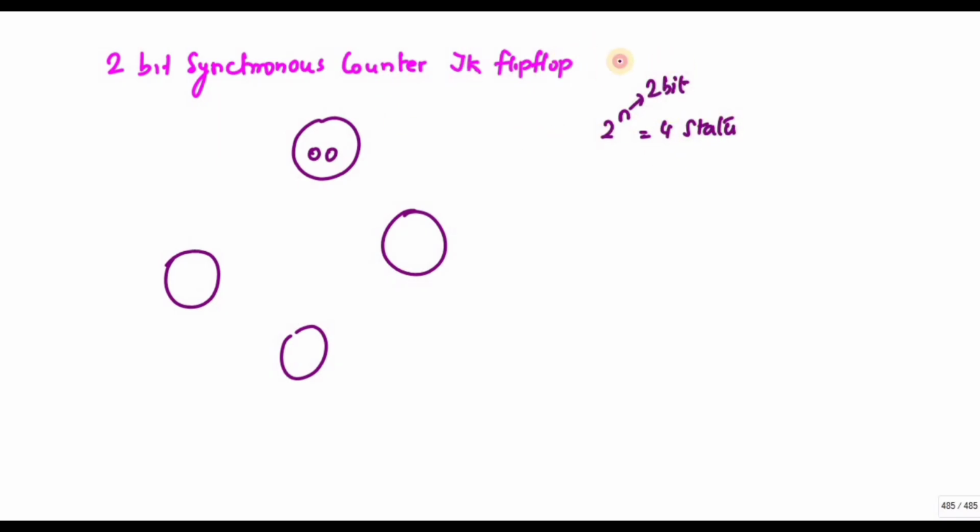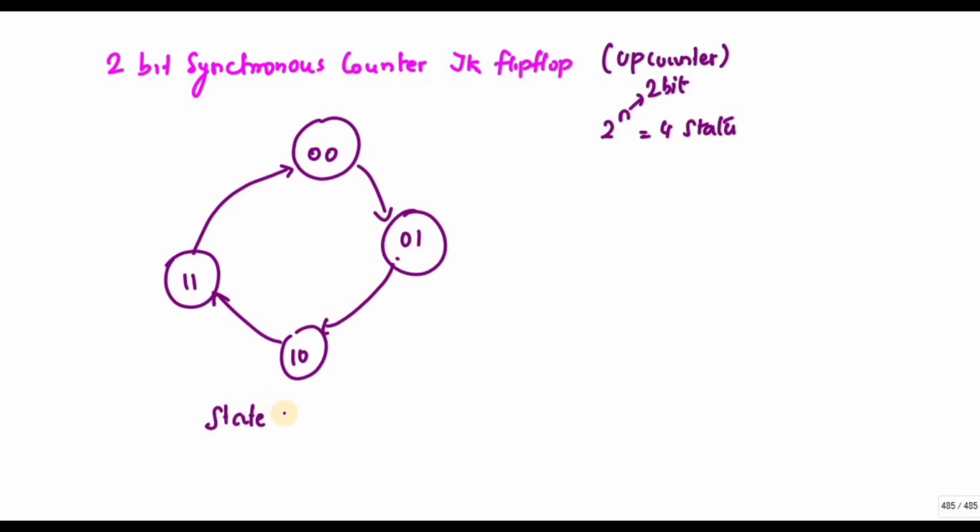So I'm going to design an up counter. Up counter means it will count from 0, 0, then it goes to 0, 1, then it goes to 1, 0, after that 1, 1. Then the cycle gets repeated. So after 1, 1, it goes again to 0, 0. This represents nothing but your state diagram.